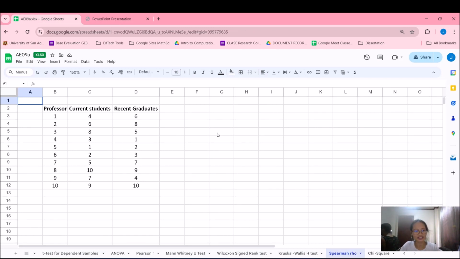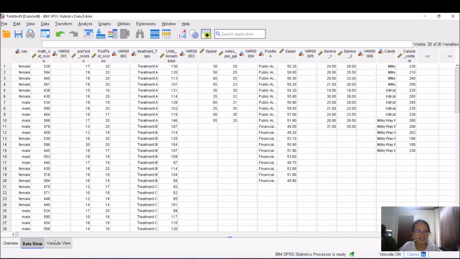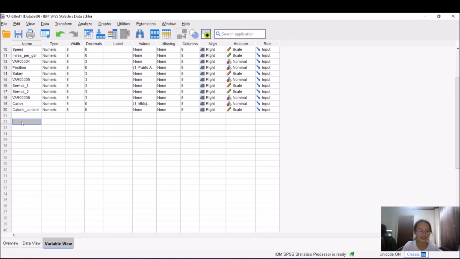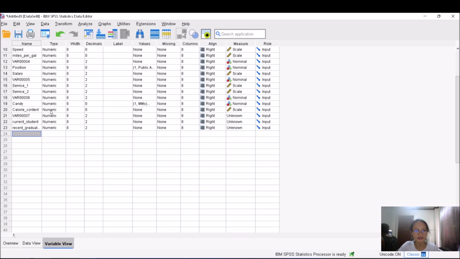Okay, so this is your data. So this is professor 1 to 10. And then you have the current students ranking versus the recent graduate students ranking. Then you go to your SPSS. So this is now your variable view. Then we have current student and recent graduates. Okay, and then it's 0 decimals and this is also 0. Okay, but this is scale and this is also scale.